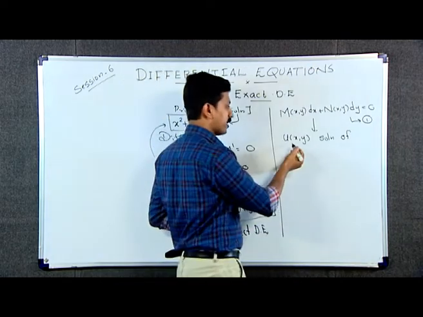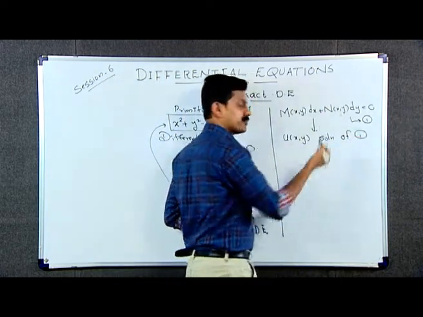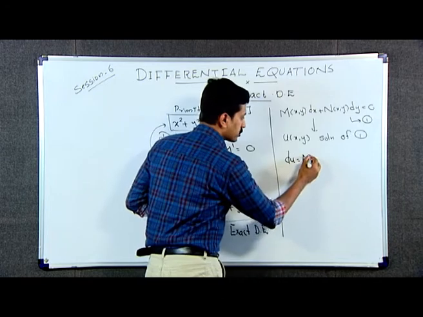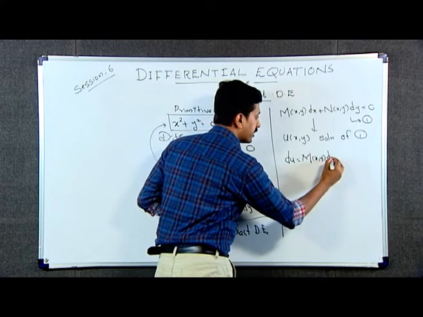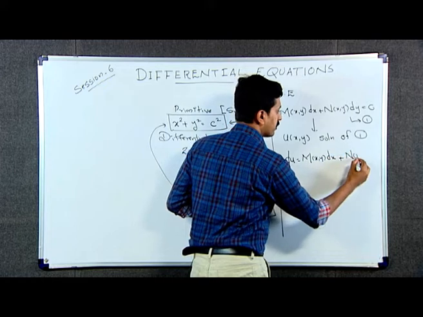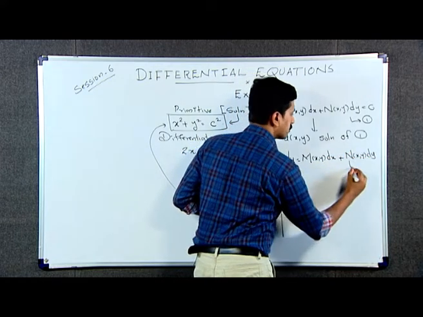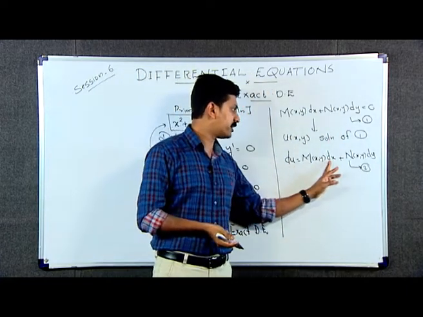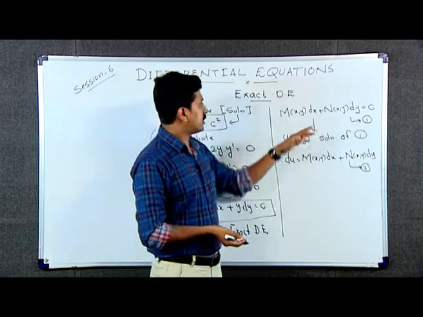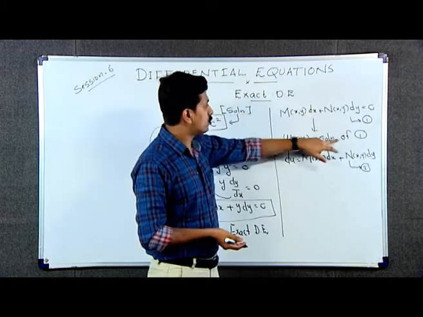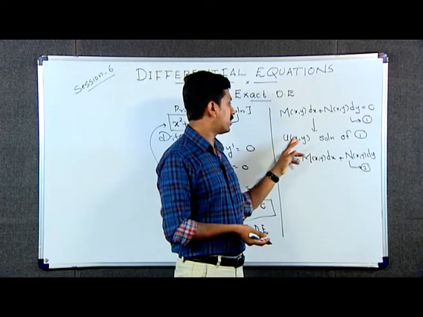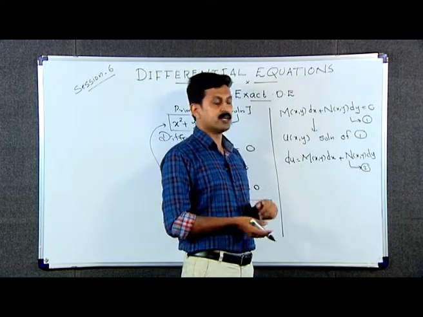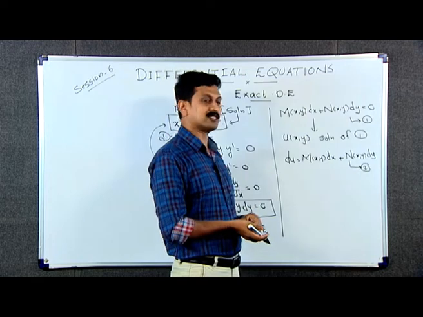For this differential equation 1, u of x y is a solution of 1, and as well we can write du is equal to M of x y dx plus N of x y dy. I am taking this as equation number 2. See, u is a solution of 1, so if there exists such a function u of x y, we can say that equation number 1 is an exact differential equation.